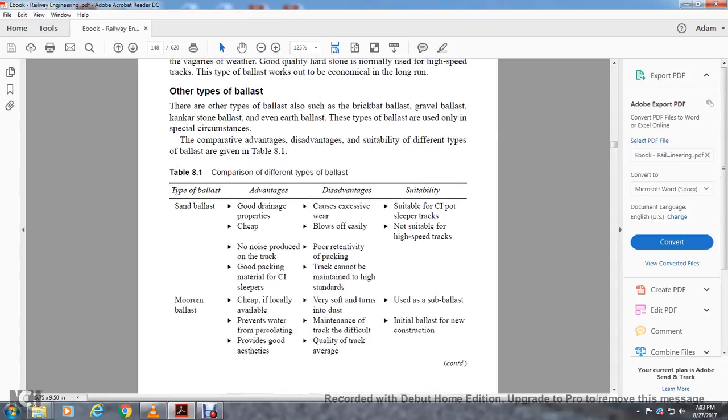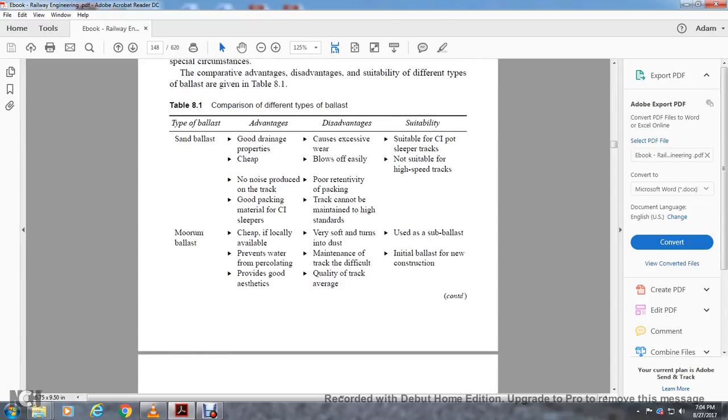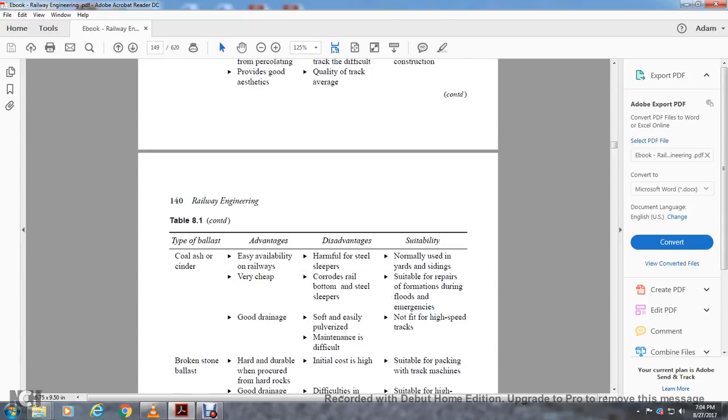Moorum ballast. Advantages: cheap if locally available, prevents water percolation, provides good aesthetics. Disadvantages: soft, turns into dust, difficult to maintain for the quality of the track. Suitability: as sub-ballast and initial ballast for new construction. Coal ash or cinder. Advantages: easily available to railways, very cheap, good drainage. Disadvantages: harmful for steel sleepers, corrodes the rail bottom and the steel sleepers, and maintenance is difficult.